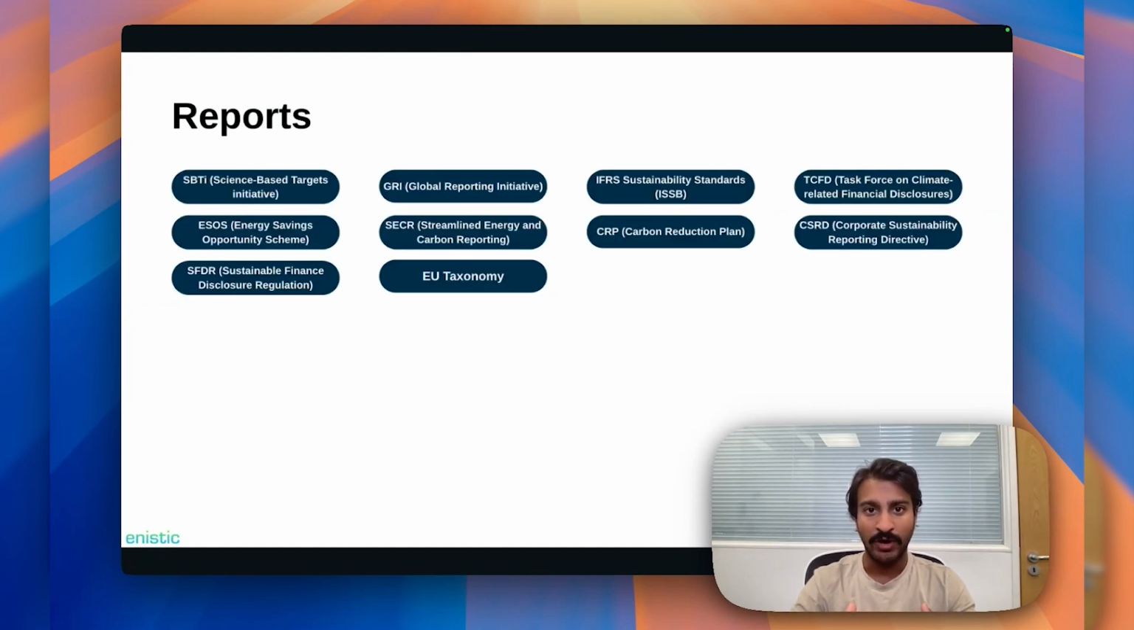Each of these reports requires some level of information on emissions, and some require information on social issues, and some require information on governance and risk management. The reporting framework that you choose largely depends on the context in which your organization operates and the requirements from customers and investors. Phew! There you have it.